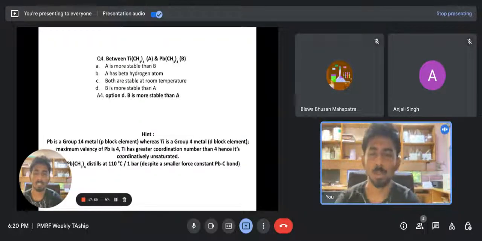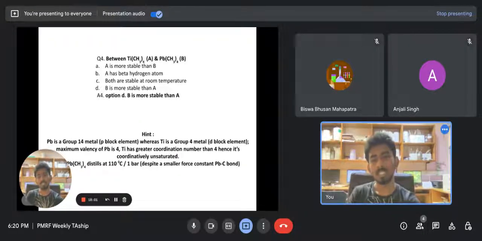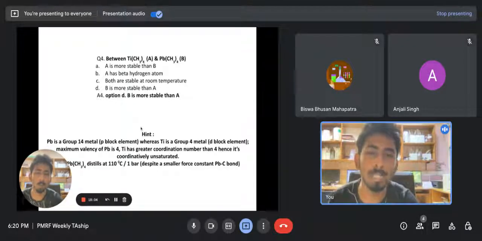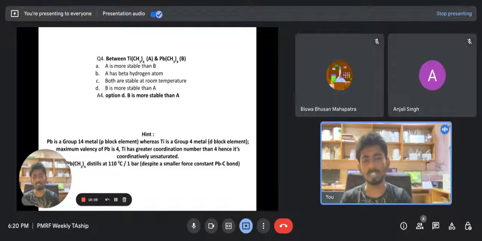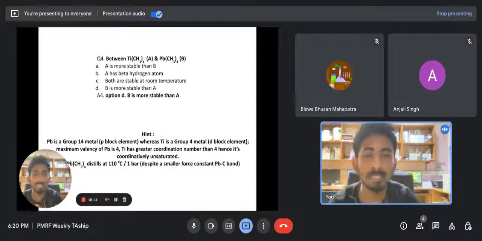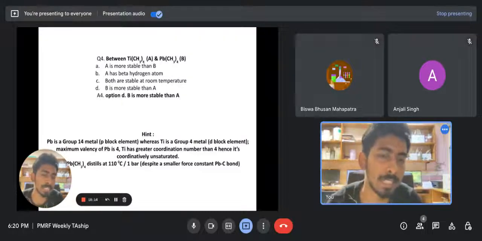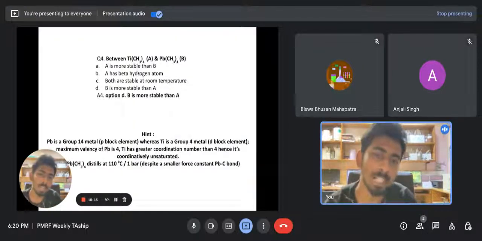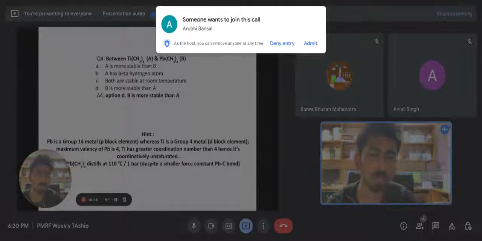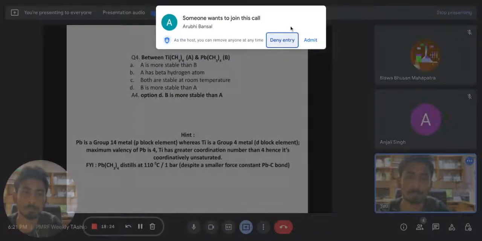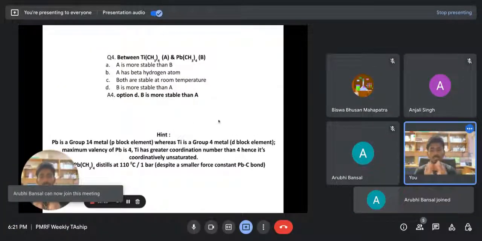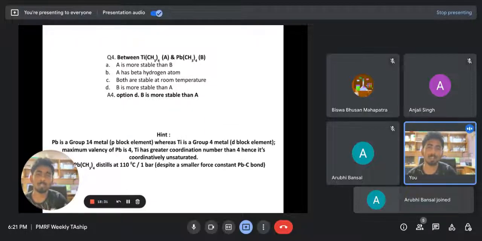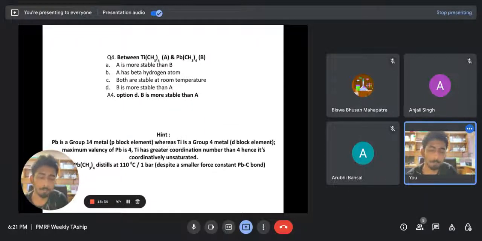So for information, I have depicted this. The Pb(CH3)4, that is compound B, decomposes at quite a high temperature, 110 degrees Celsius under atmospheric pressure. Though the Pb-C bond has a smaller force constant, and the Ti-CH3 bond has a much larger force constant, still it is quite unstable at room temperature. That's why Pb(CH3)4 is much more stable than Ti(CH3)4.